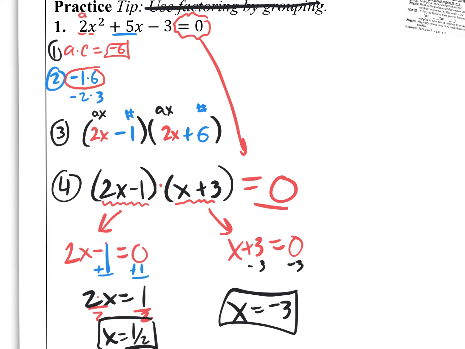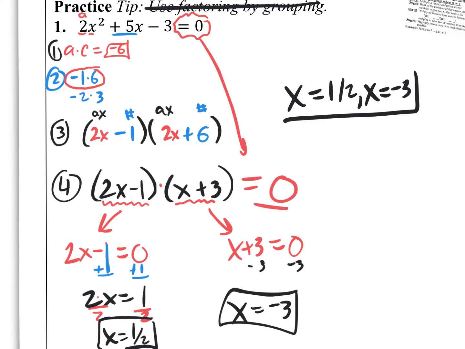By the way, I might as well mention this on the quiz. You know how we type in our answers? I want you to type in answers with no spaces between your terms. So if this were a question on the quiz, I would like you to type in x equals 1/2, comma, x equals negative 3. So you would type it in like that with no spaces between your terms.